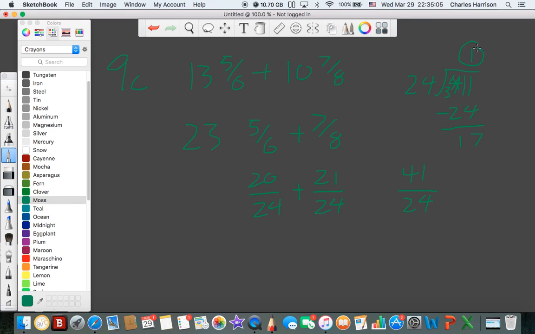So then we add this quotient, which is 1, to the 23, which is over here. So that turns into a 24. And then we take the remainder, we make that the numerator, and the 24 is on bottom. And that is the answer. It's 24 and 17/24. All right. I know it seems a little complicated, but I'm sure you'll be able to do it when it comes to the test.